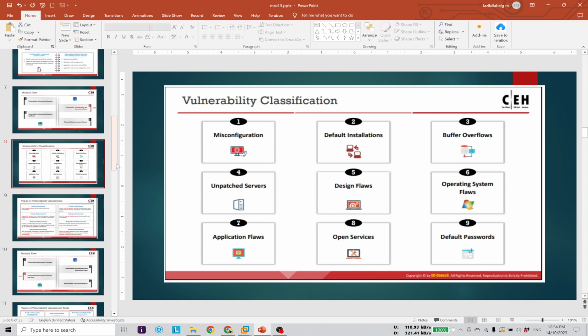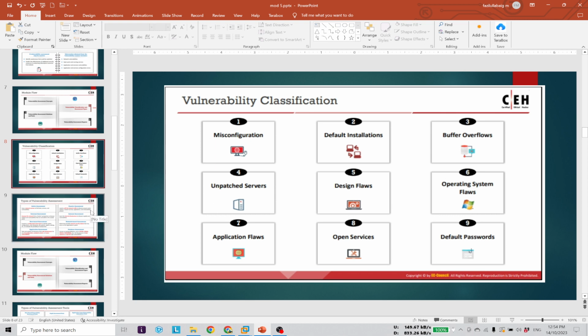And we can say in point number 9, that is default passwords. Default passwords like admin username and password, admin 123, admin 123, this can be a username and password combination. So these are default passwords. This is also a vulnerability we can classify. Many vulnerabilities are there, I'll discuss them in the upcoming slides.